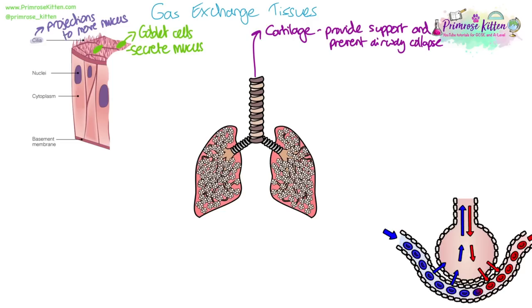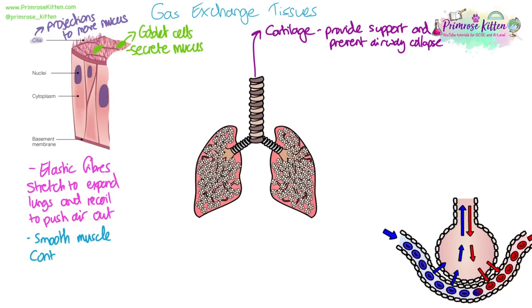Cartilage is another tissue in the exchange system. It provides support and prevents the airways collapsing. It is strong, but also flexible. Elastic tissue is needed so that the lungs can expand when they fill with air, but also the elastic nature of the tissues allows them to recoil, which helps to force air back out during exhalation.